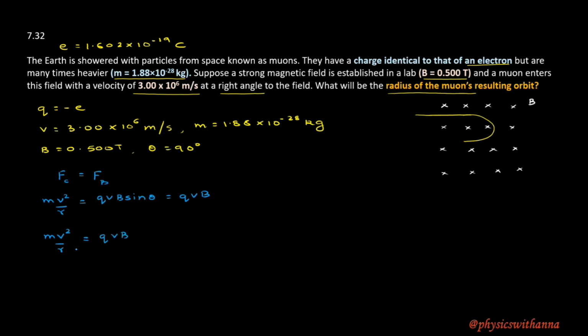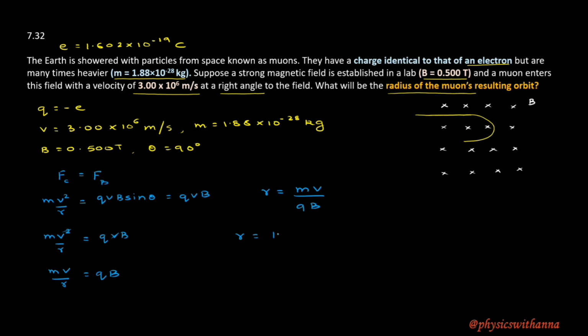Now we can rearrange this to write in terms of r. So let us first cancel the v over here and one v from here. I get mv over r equals qB. So either you can use shift solve over here to calculate the value of r, or rearrange this term to write in terms of r. We get r to be equal to mv over qB. Now let's substitute the values to calculate r.